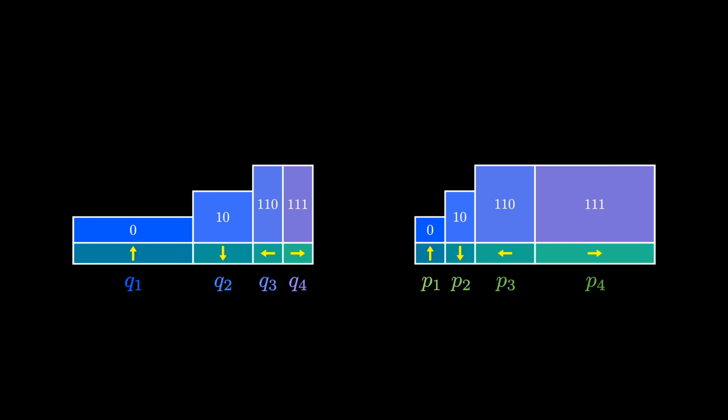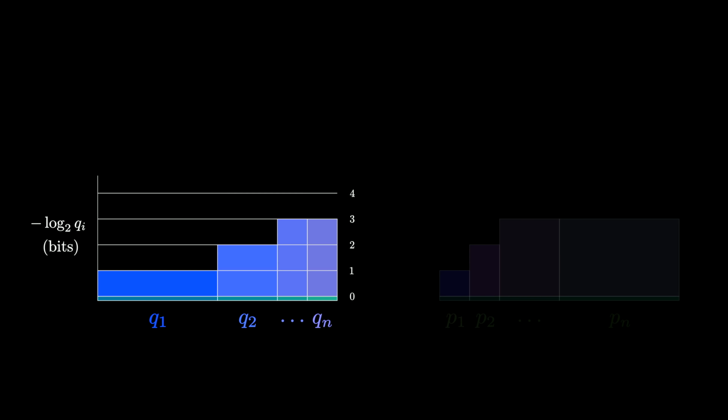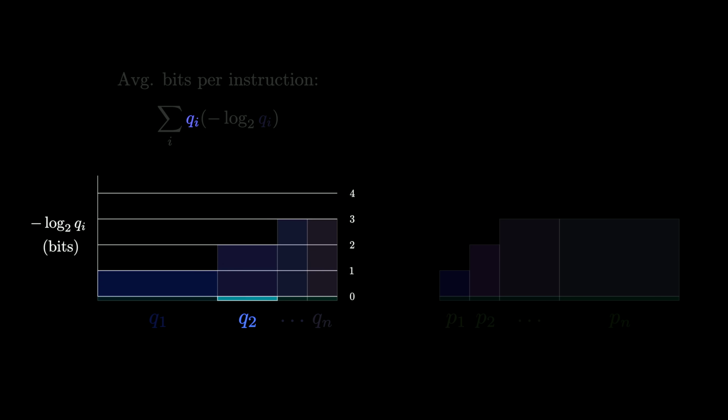And instead of limiting ourselves to 4 robot instructions, let's consider the general case of messages that look like any sequence of symbols. Those symbols could be the 4 robot instructions, they could be the characters of English text, or they could be anything else you dream up. An encoding optimized for this first distribution, Q, allocates negative log base 2 of Q sub I bits to each symbol. So the average bits used per instruction looks like this weighted sum. Basically, you go through each symbol, and for each one, you take the proportion of times that it comes up, which is its probability, multiplied by the information content, the negative log base 2 of its probability.